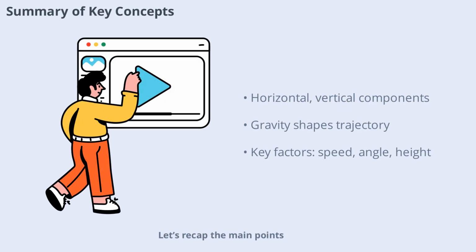Let's recap the main points. Projectile motion involves both horizontal and vertical components, with gravity affecting only the vertical. The path is typically symmetrical, and key factors like initial velocity, angle, and height of release determine the trajectory. Understanding these principles allows us to analyze, predict, and optimize motion in sports, engineering, and daily life.